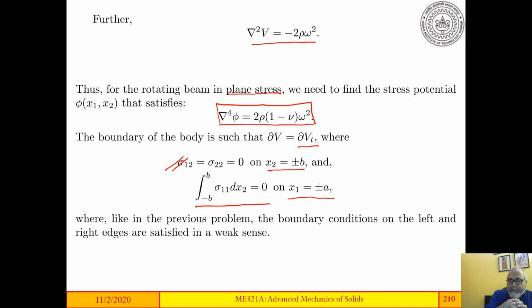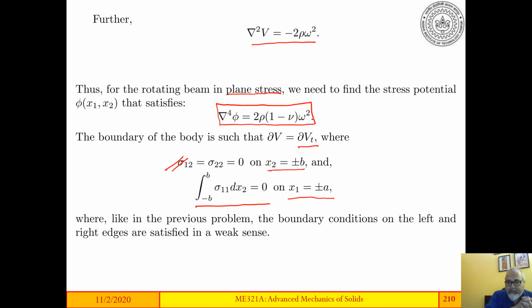Now you may ask why. Firstly, why I use a weak boundary condition in this case. Secondly, why I use only one weak boundary condition and not 3 as in the previous problem.